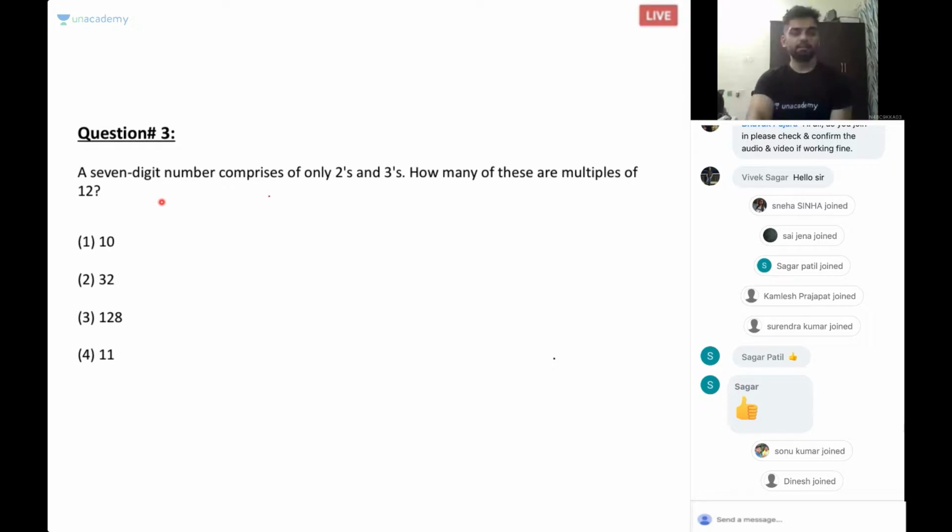A 7-digit number comprises only 2s and 3s. How many of these are multiples of 12? There's a 7-digit number given to me: 1, 2, 3, 4, 5, 6, 7. The 7-digit number comprises only 2s and 3s. How many of these are multiples of 12?